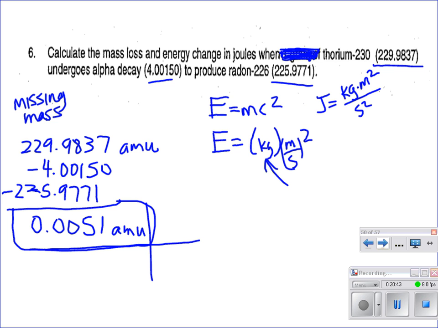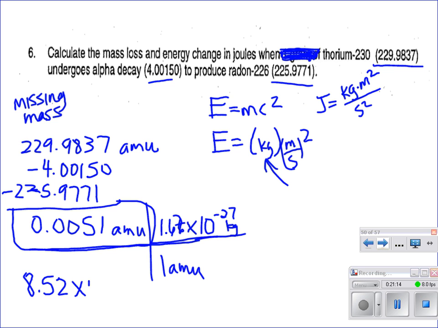I use that factor that we just mentioned earlier, that for every 1 AMU, I have 1.67 times 10 to the negative 27th kilograms. All right, so go to 3 sig figs. Go ahead and give me the kilograms, please. 8.52 times 10 to the negative 30th kilograms.